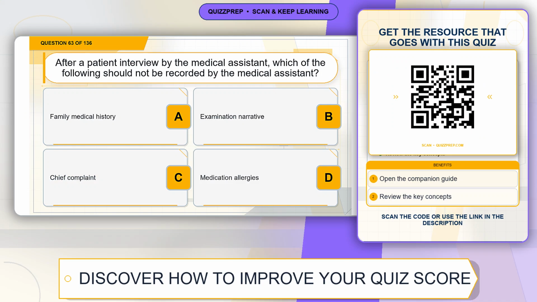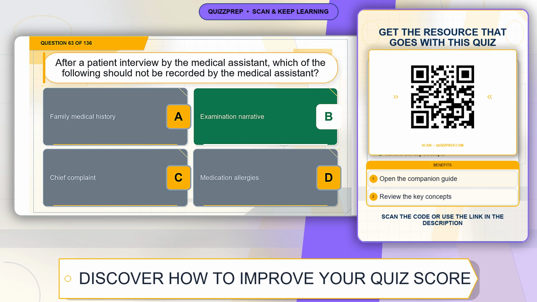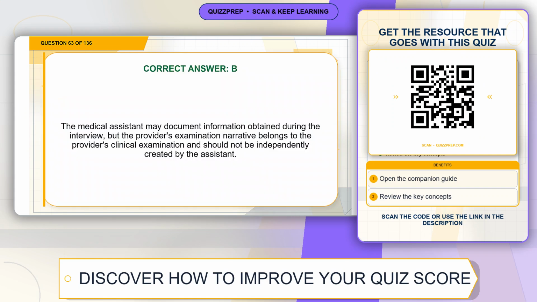Question 63. After a patient interview by the medical assistant, which of the following should not be recorded by the medical assistant? Option A, family medical history. Option B, examination narrative. Option C, chief complaint. Option D, medication allergies. The correct answer is option B, examination narrative. Explanation: the medical assistant may document information obtained during the interview, but the provider's examination narrative belongs to the provider's clinical examination and should not be independently created by the assistant.